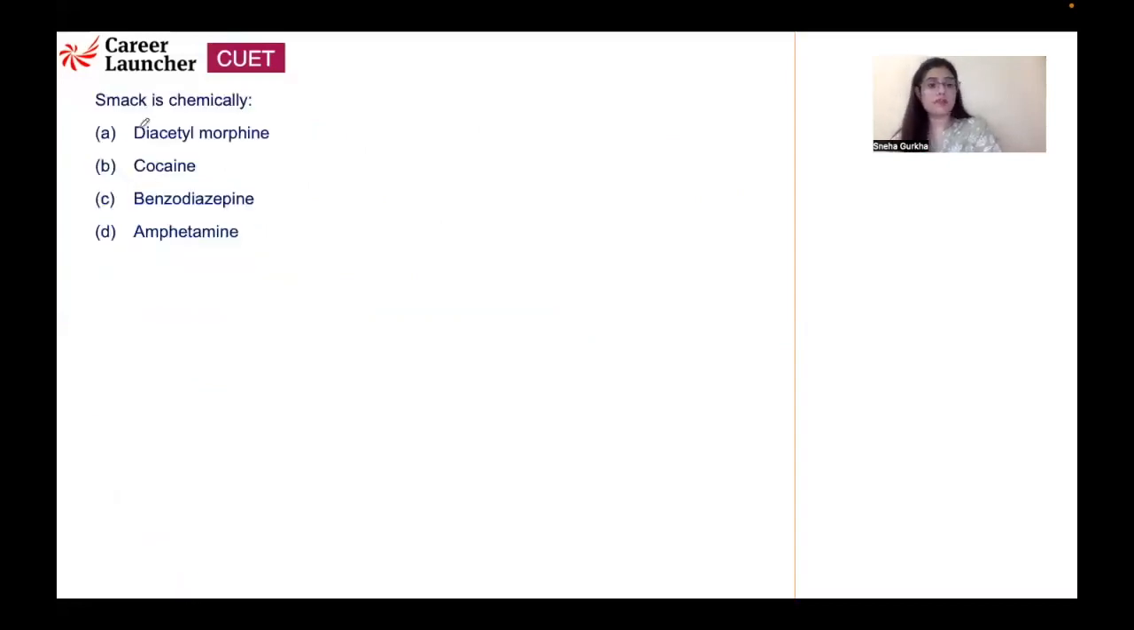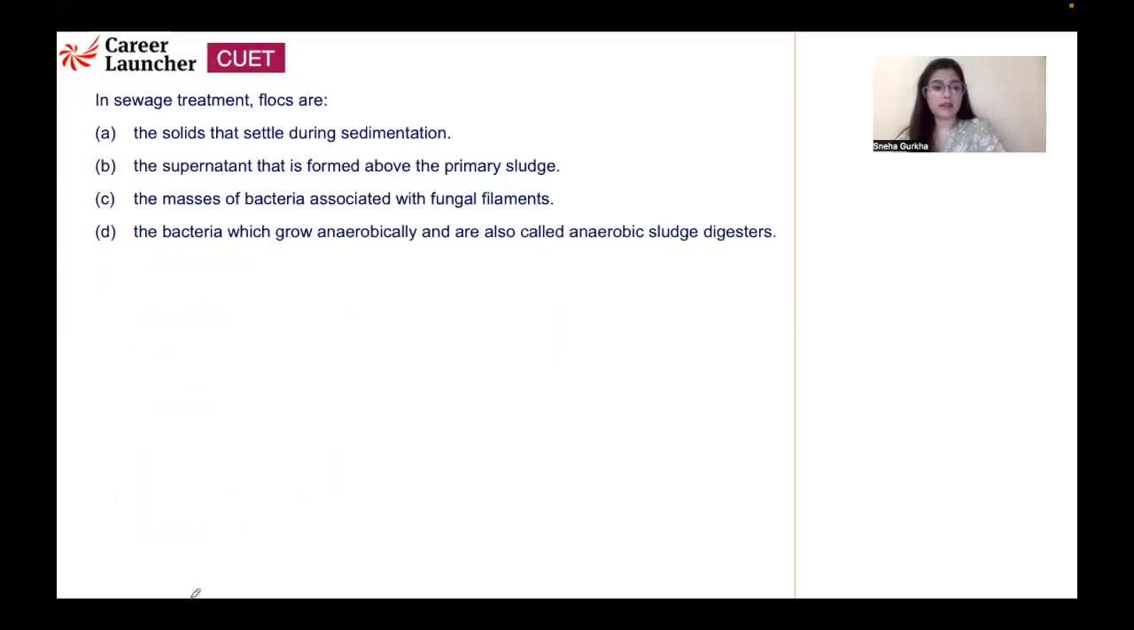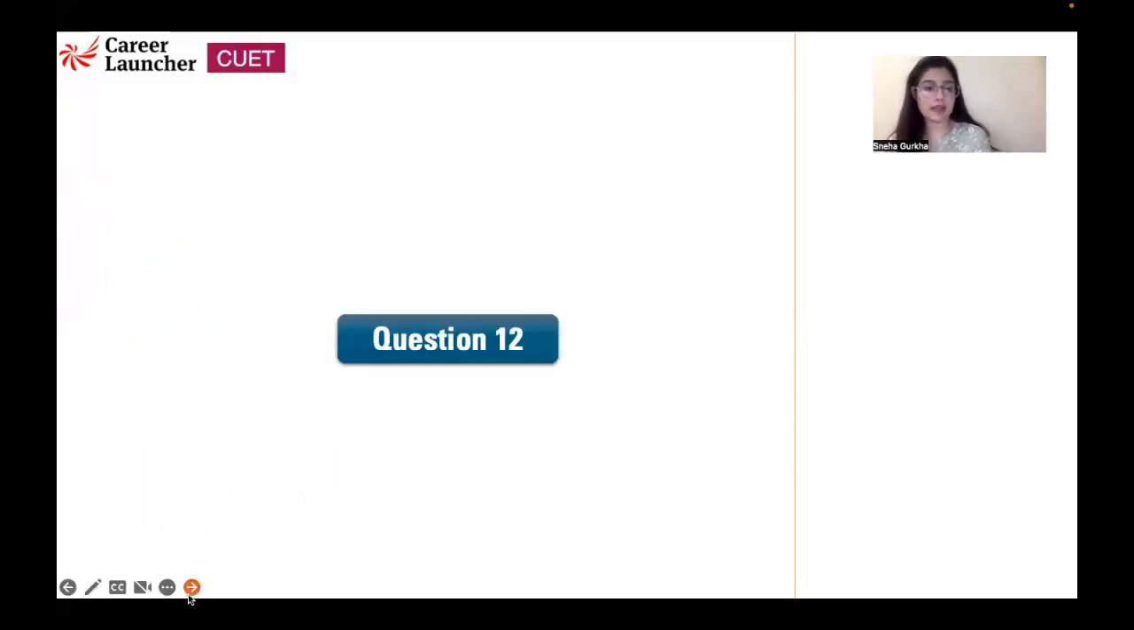Next question, SMAC is chemically diacetyl morphine. So option A is correct. Antibodies are secreted by B cells or B lymphocytes. So option B is correct. In sewage treatment, flocs are the masses of bacteria associated with fungal filaments that are formed during sewage treatment. So option C is correct.